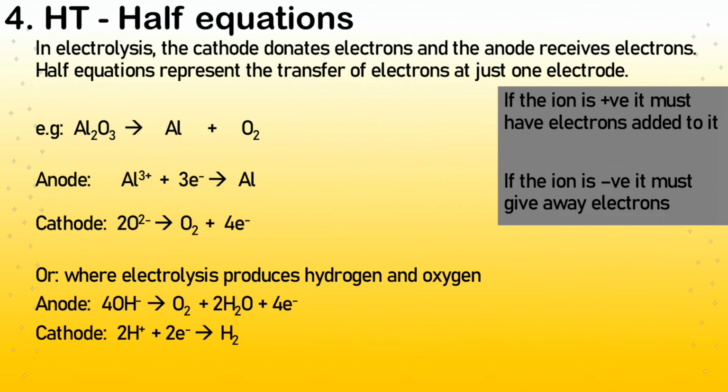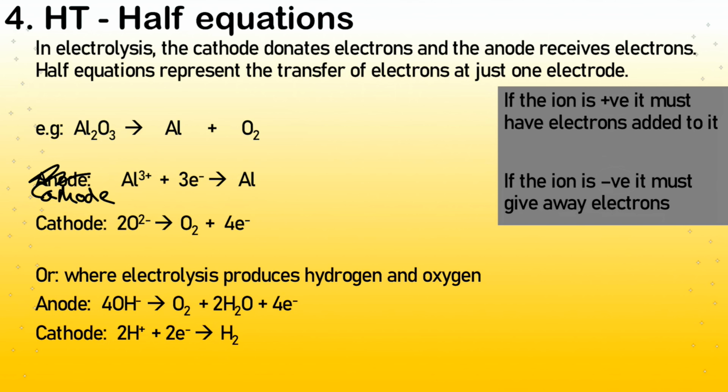It's going to go to the negative cathode. There we go. So it's going to go to the cathode. It's going to get attracted to that, and it's going to therefore get added to it electrons. It is +3, a 3 plus charge. Therefore, it needs 3 electrons in total to become aluminium, which is neutral charge, zero charge overall.